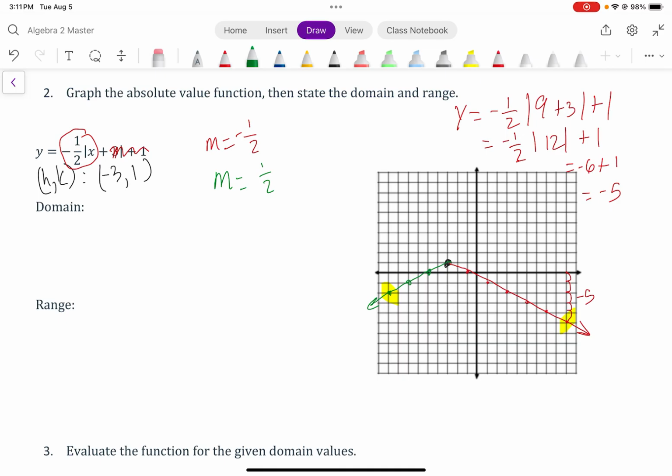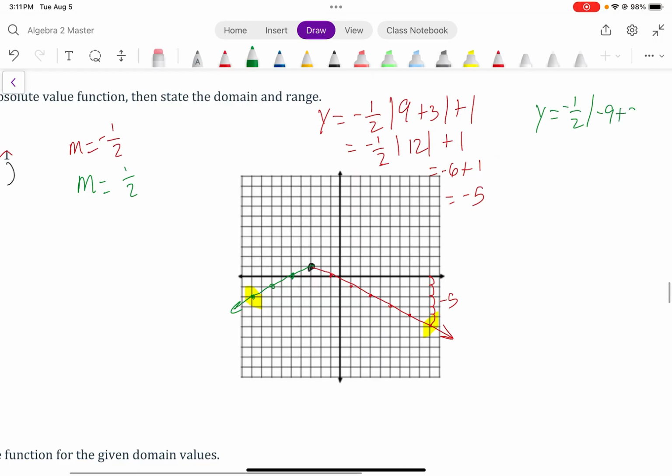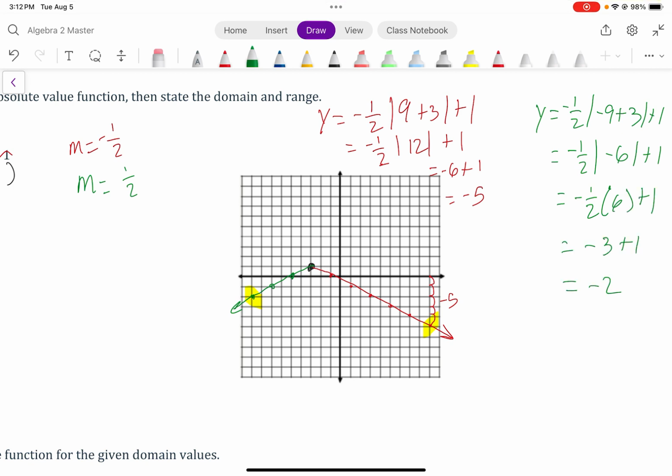I can do the same thing with the green. That's at -9, conveniently. So this time, -9 plus 3. So -1/2 of, now it's -6, which is just +6, because since it's absolute value, I don't really care. So -3 plus 1 gives me -2. Well, 1, 2. It's in the right spot, so I know that we are good to go.